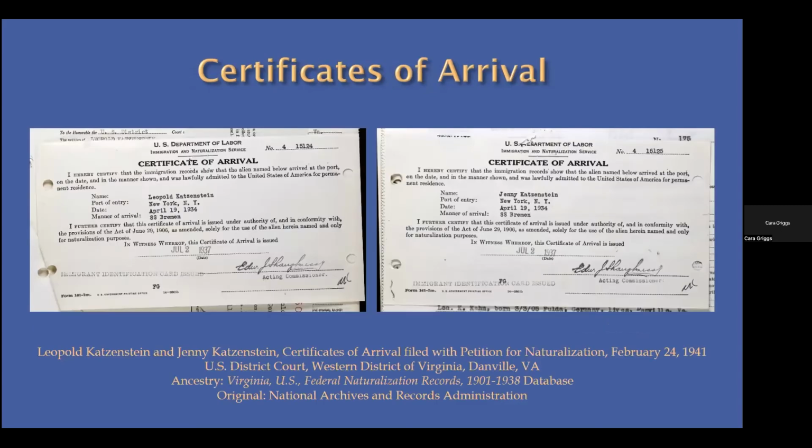These lists were originally created to ensure the safety of those who came to the US, but they eventually took on an additional importance of ensuring that an individual came to the US legally. Beginning in 1906, immigrants had to file a certificate of arrival with their petitions for naturalization to prove legal entry, and that information was derived from passenger lists. And these are the certificates for Leopold and Jenny Katzenstein, and they have only name, port of entry, date, and manner of arrival. So just some very basic information, not all of the questions that we saw from the passenger list.